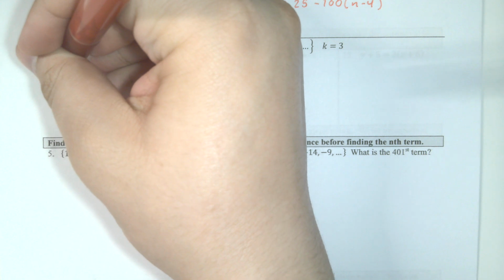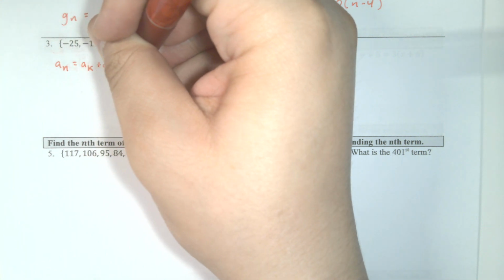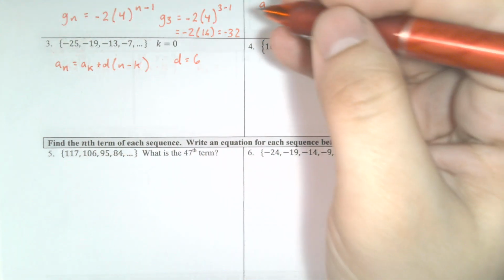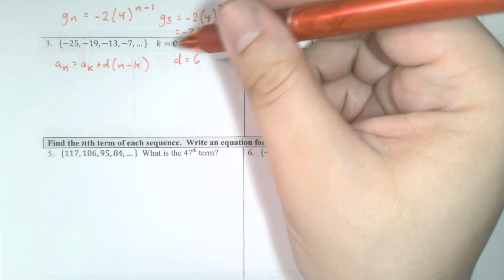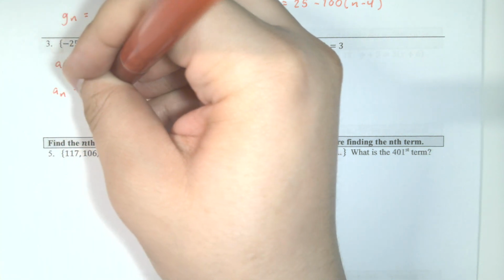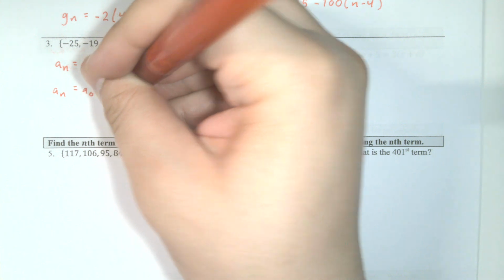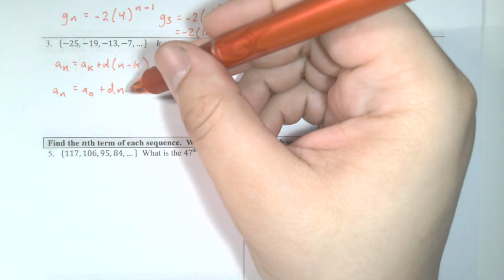And we also know that the formula that we want to use is a sub n is equal to a sub k plus d times n minus k. But where k is equal to 0, so if k is equal to 0, then this formula simplifies to a sub n is equal to a sub 0 plus d times n, because n minus 0 is going to be n, so we just have dn.